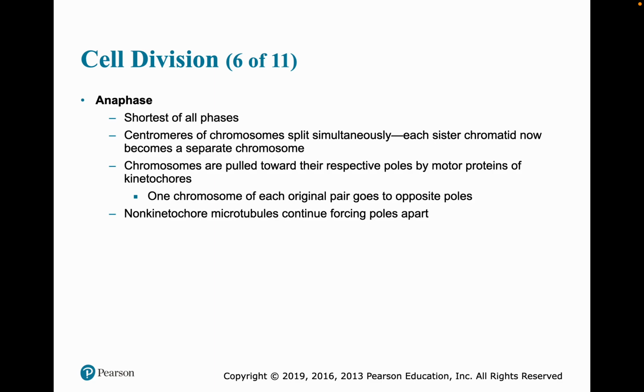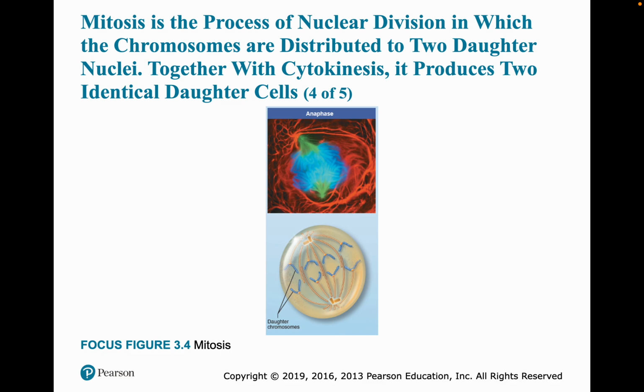At anaphase, which is the shortest of all phases, the centromeres split, and each sister chromatid is now separated from the other. The chromosomes are pulled toward their respective poles by motor proteins on the kinetochores, and the kinetochore microtubules, the non-kinetochore continue to force the poles further apart. So we're pushing the ends of the cell away from each other and pulling the chromosomes, sister chromatids, away from each other.